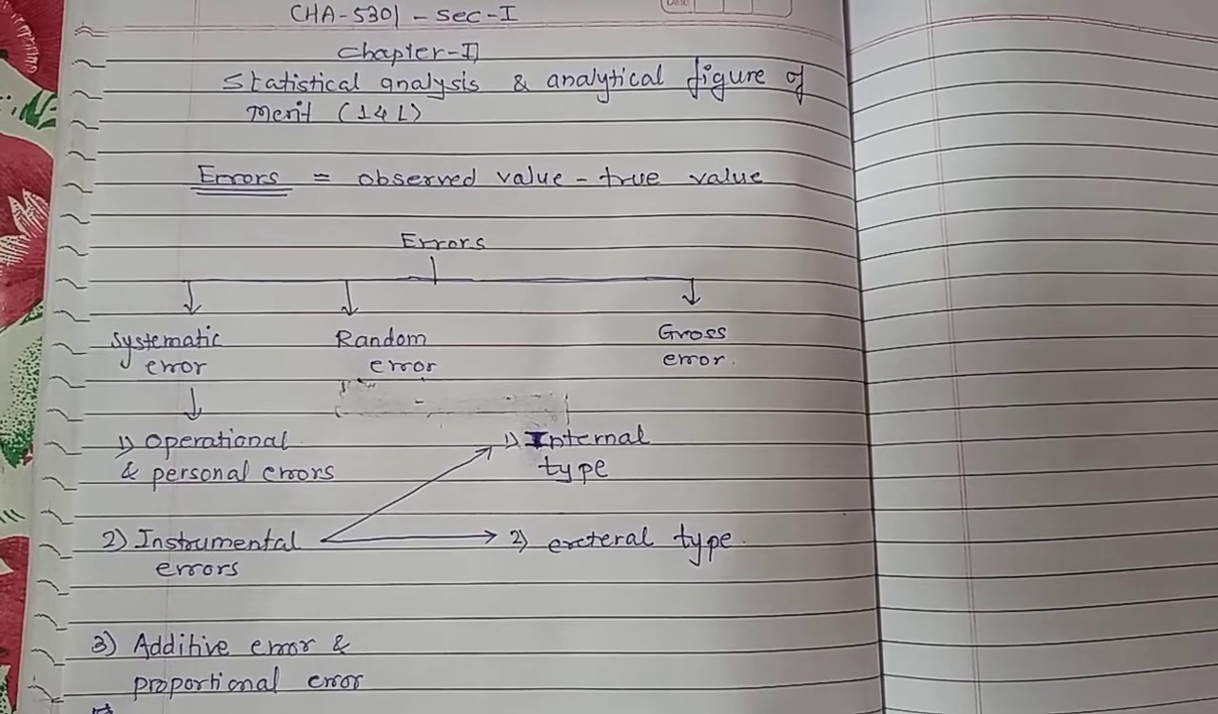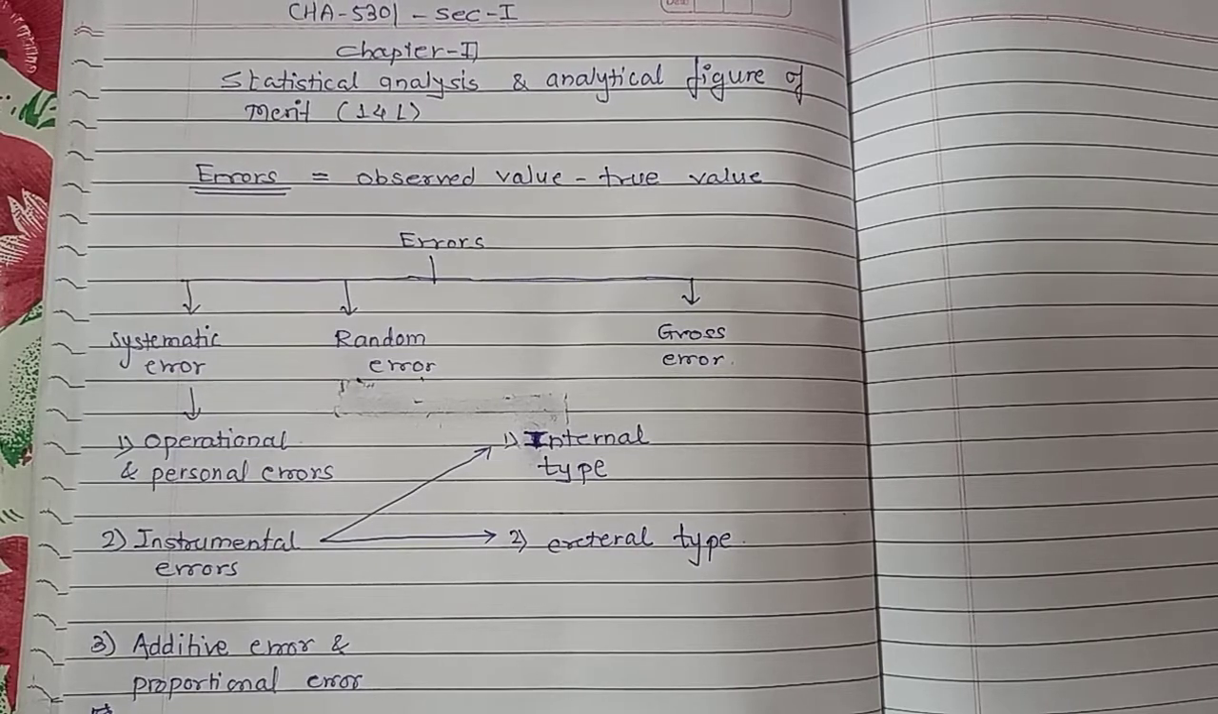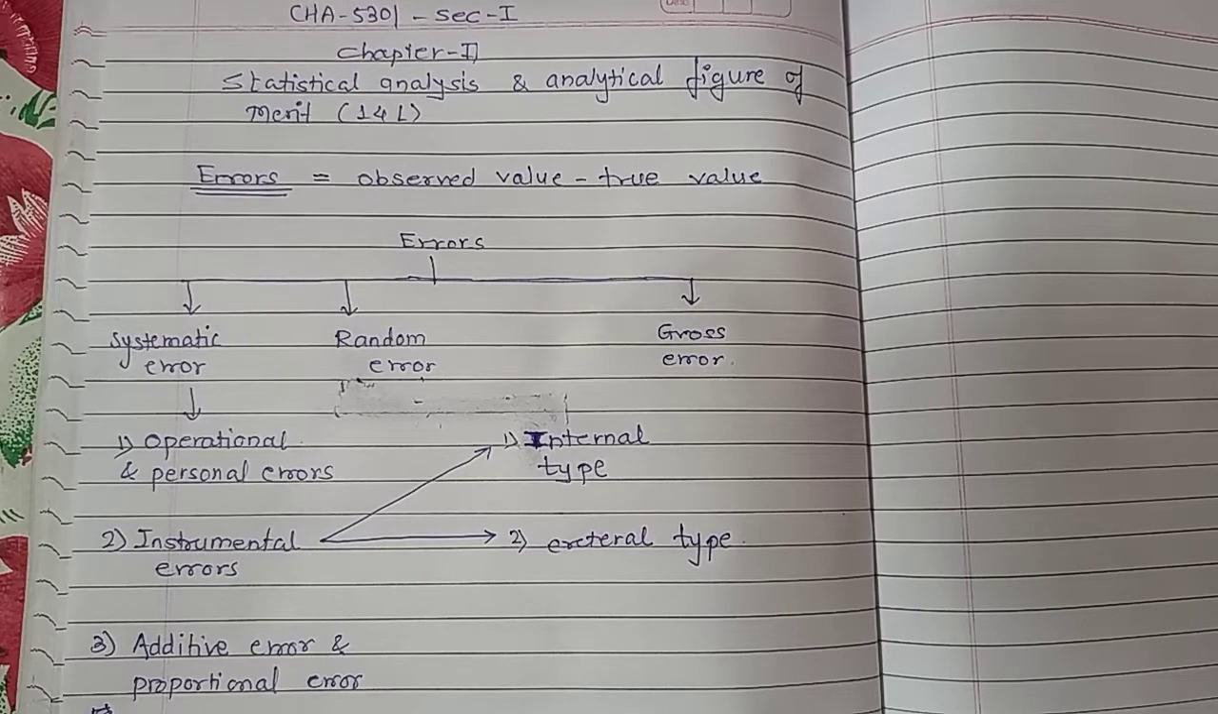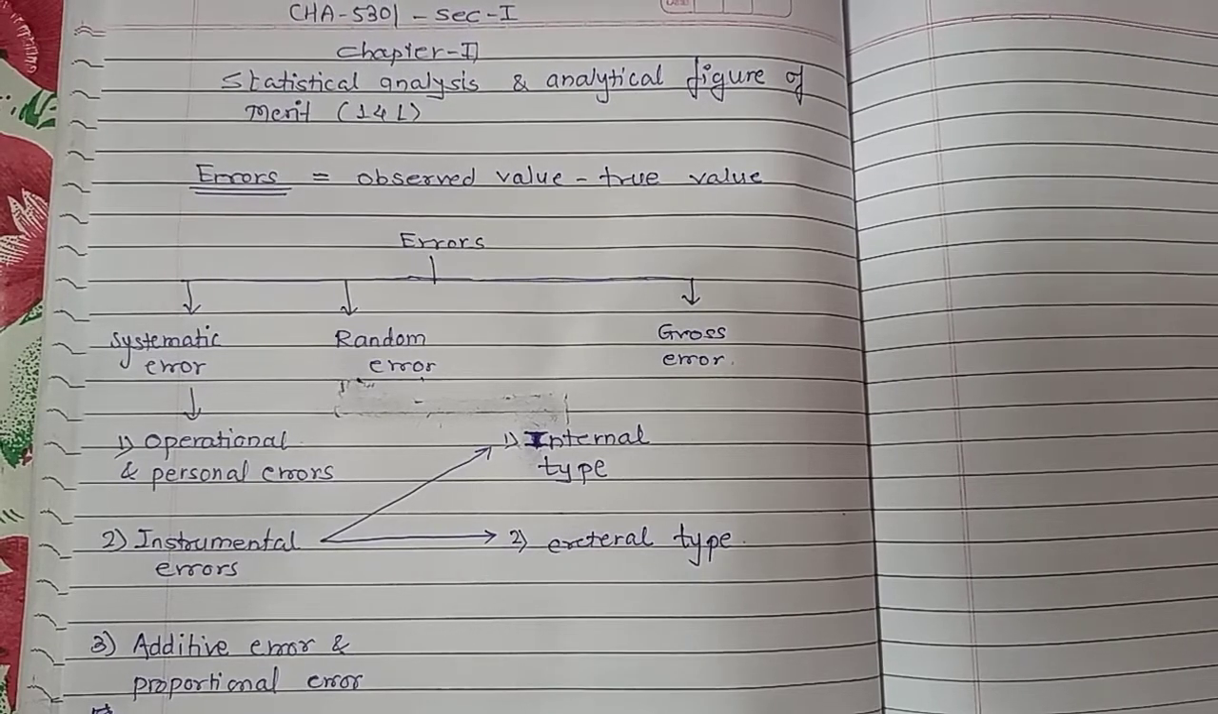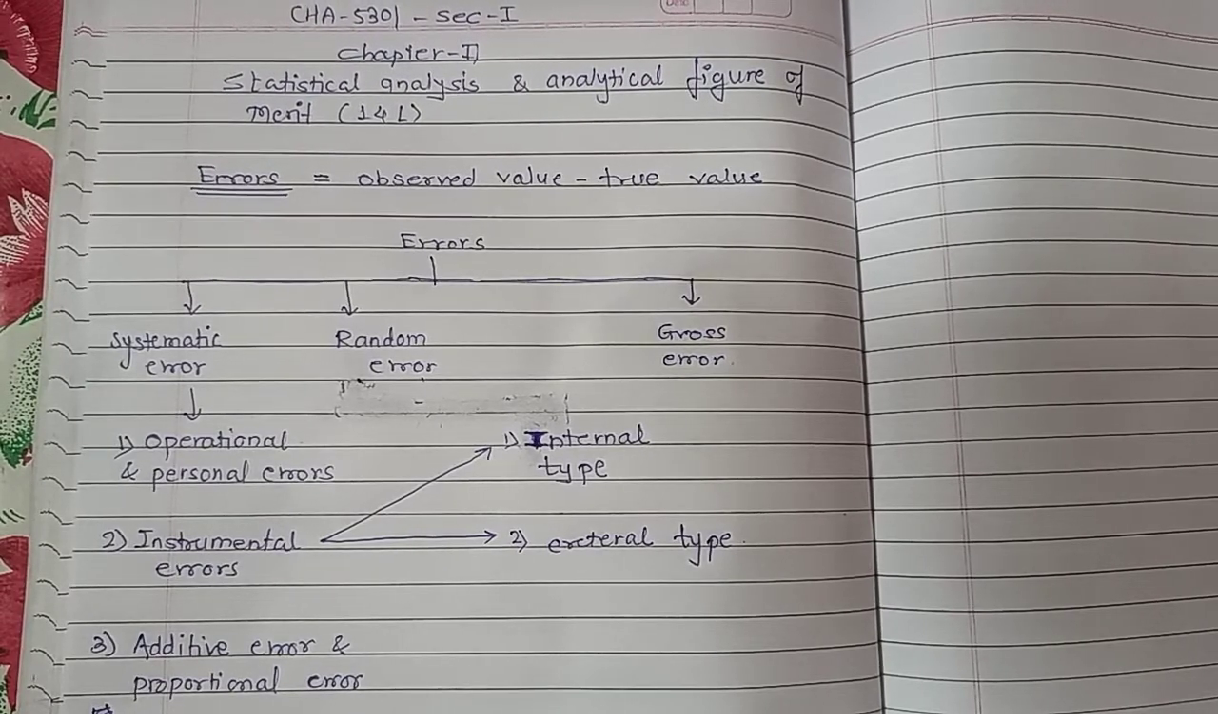Next is instrumental error. In instrumental error, again there are two types, internal type and external type. Internal type of error occurs in the instrument itself, and external type error is due to environmental factors which affect the instruments.